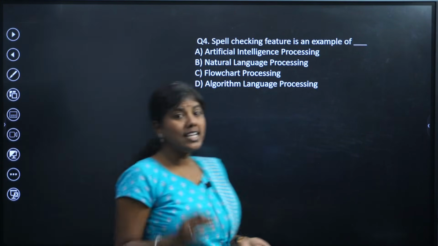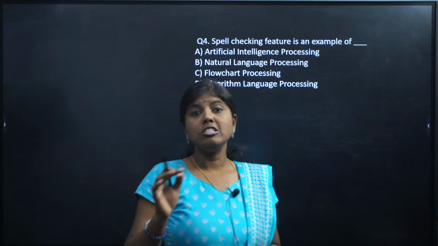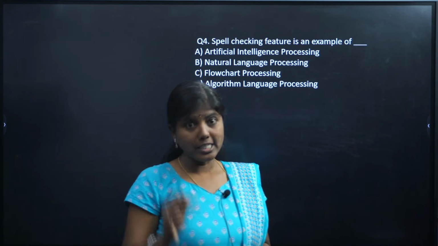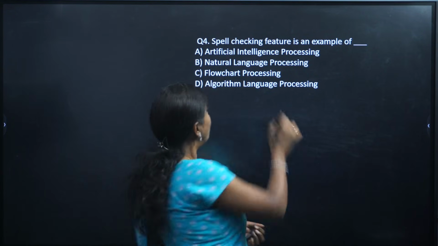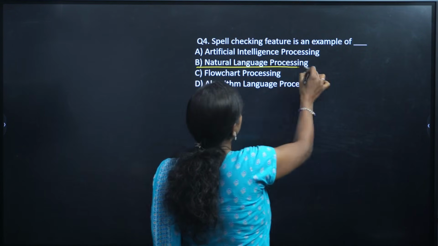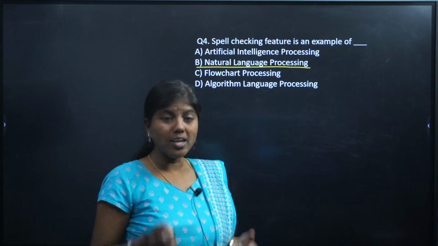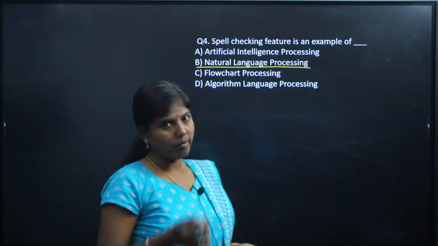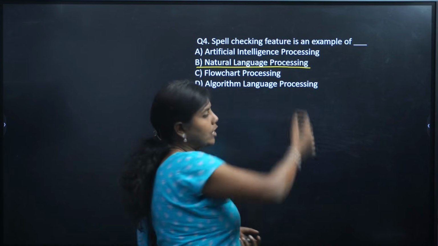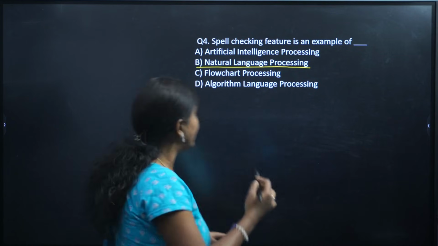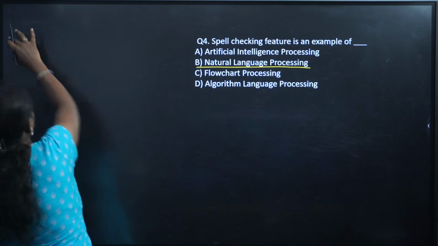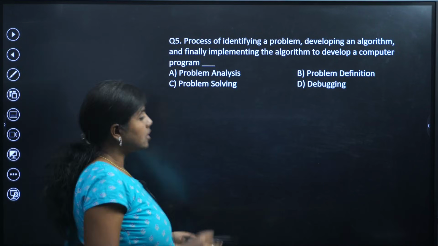What's the next question? Spell checking feature is an example of. Spell checking is an example for what? Natural language processing. It's all part of artificial intelligence only. Specifically, you have to say natural language processing. Okay, we'll go with the next question.